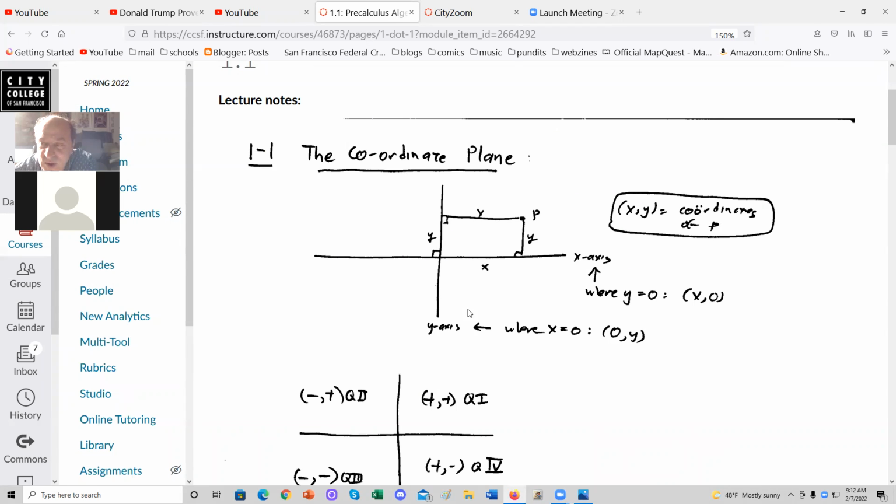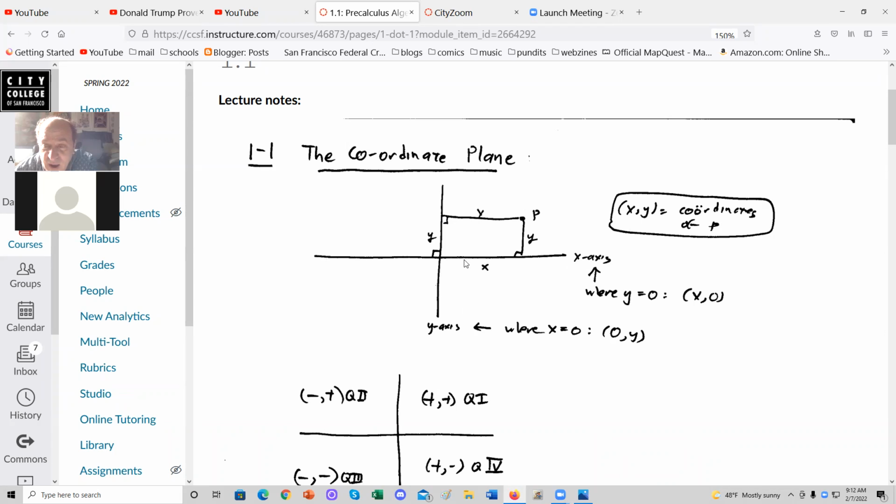The idea is to associate points in the plane with pairs of numbers. You do this first by setting up what are called coordinate axes. One is a horizontal line called the x-axis, another is a vertical line called the y-axis, meeting at a point called the origin point. You have to choose all three of those.